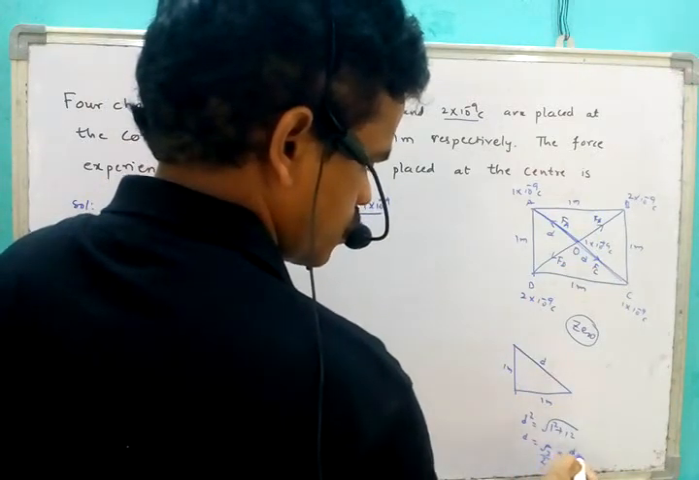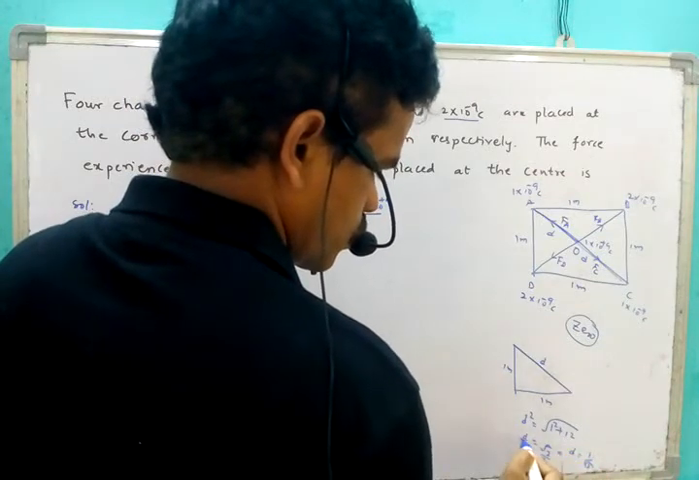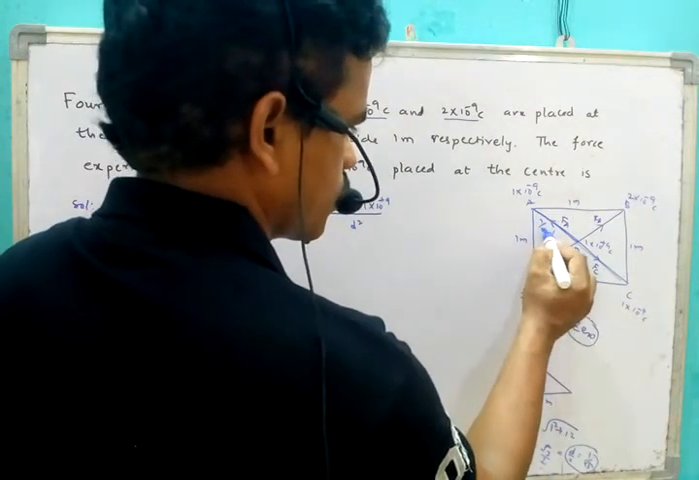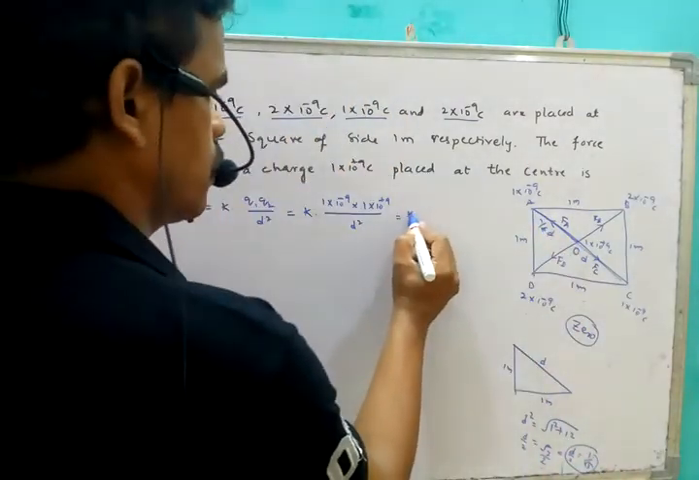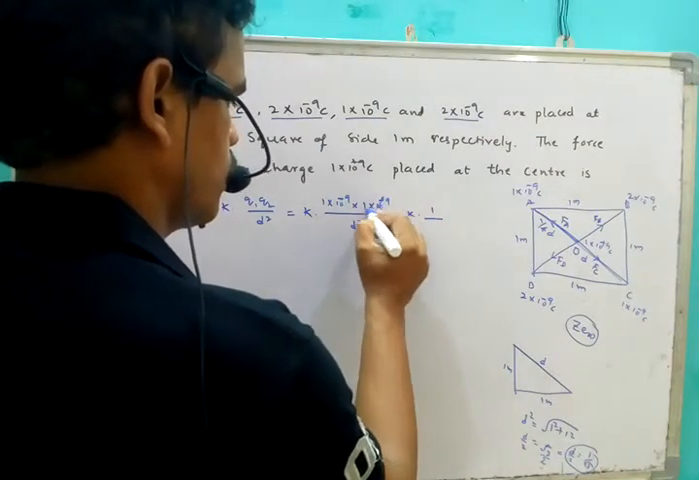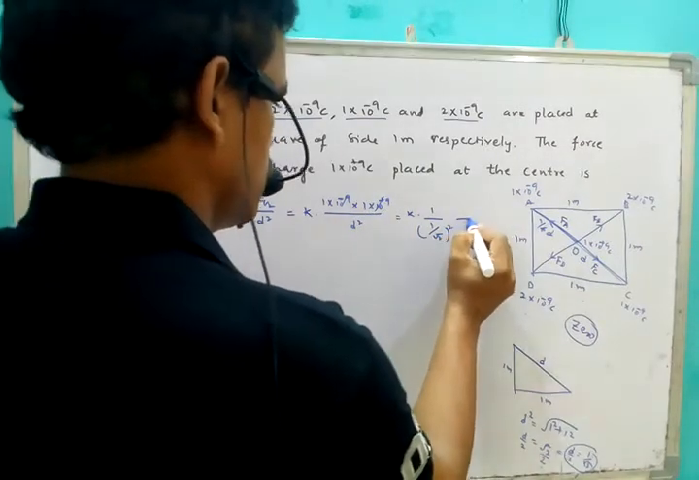So D equal to 1 by root 2. This is 1 by root 2. Here K into 10 power plus 9 minus 9, 1 into 1 by root 2 whole square. This is FA.